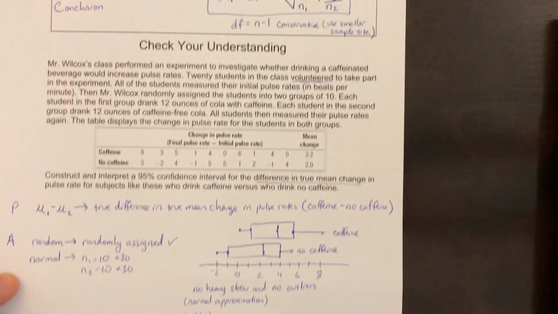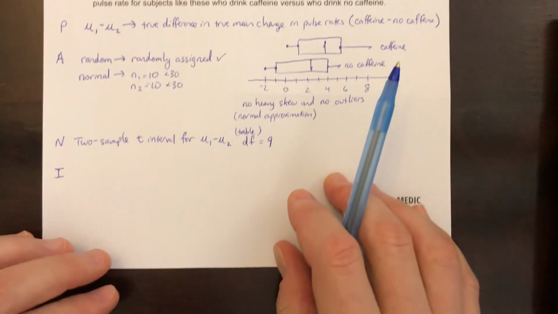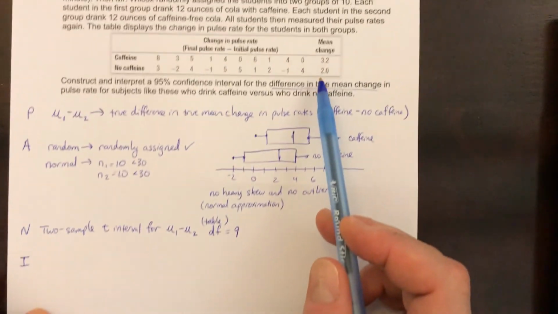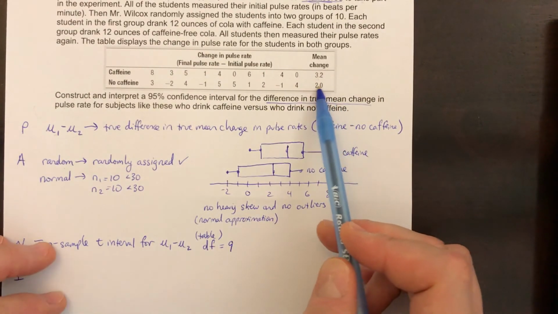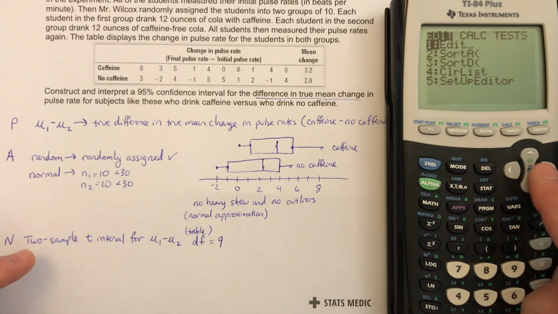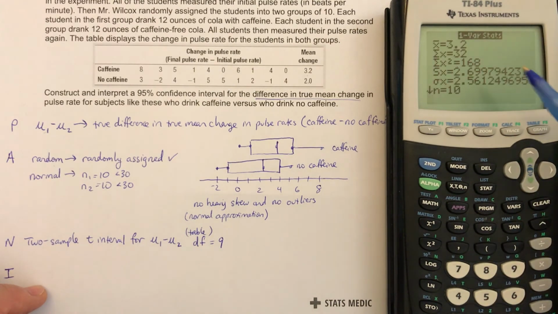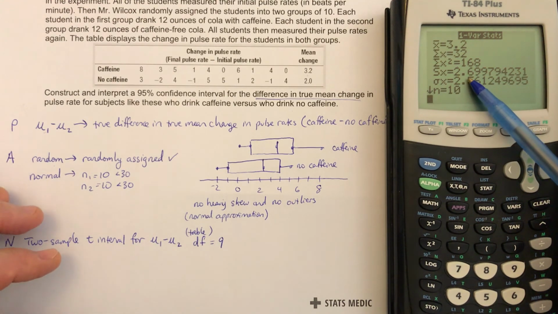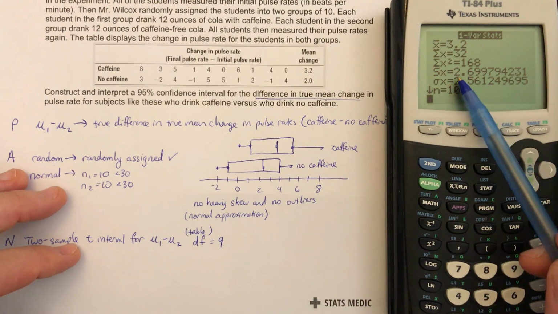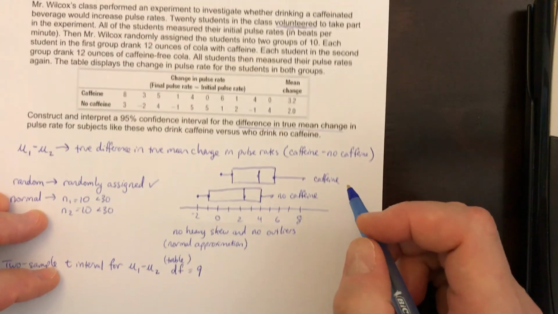Now we've got this formula here. So we're going to subtract the sample means. In this case, they tell us the mean change is 3.2 and this is 2.0. Now something else we're going to need is the sample standard deviation. So I can go stat calc, one variable statistics. The caffeine is list 1. So for list 1, the sample standard deviation is 2.6997. Now in this case, I'm going to say 2.7 for that, or I could go 2.6998 if I want to be really accurate. Okay, so I'll put it up here.